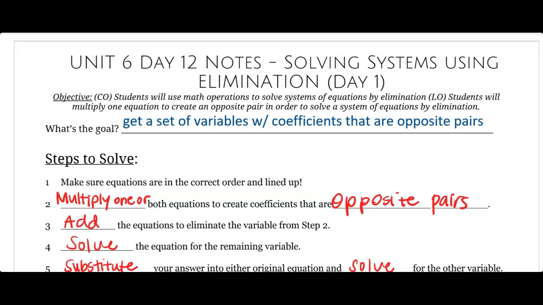Hi guys, and welcome back. This is the video that'll go with our day 12 notes, solving systems using elimination, day 1. And so we're going to use math operations and solve systems of equations by elimination.